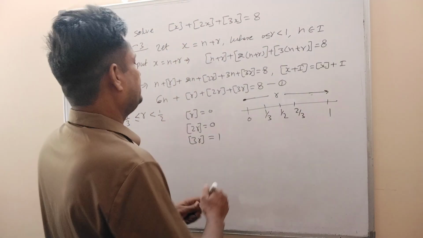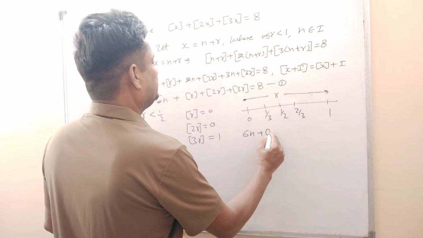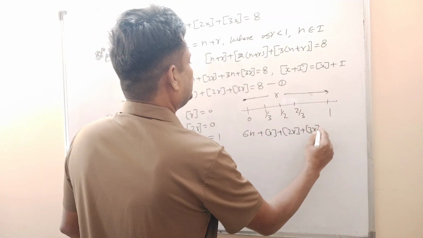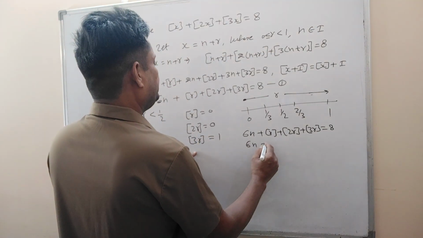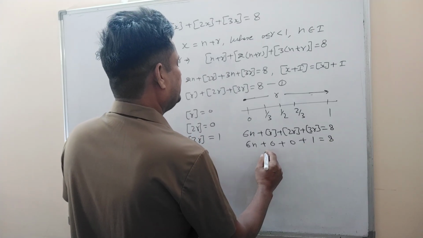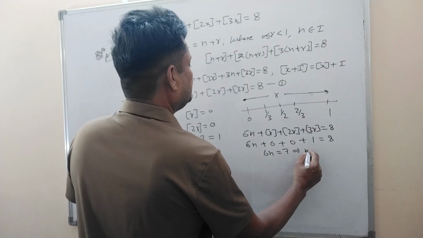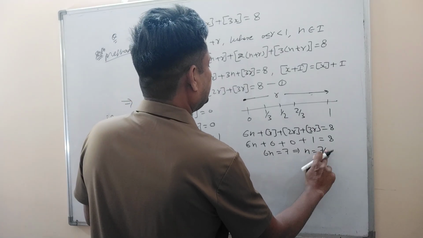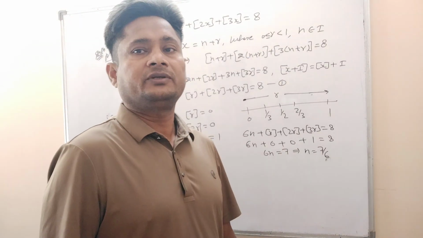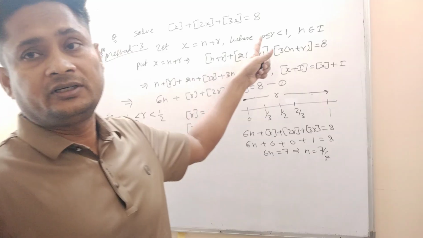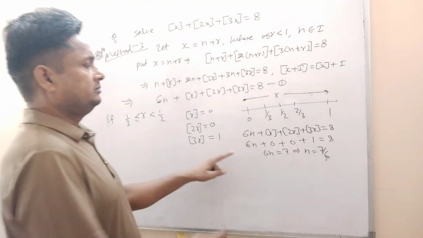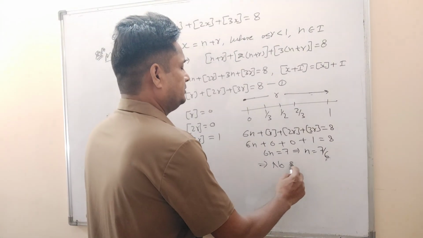So this will be 6n plus greatest integer of r plus greatest integer of 2r plus greatest integer of 3r is equal to 8. So 6n plus 0 plus 0 plus 1 is equal to 8. That means 6n is equal to 7, so n is equal to 7/6. Here n is coming as a fractional number, while we have already assumed that n is an integer. So in this interval also, no solution.